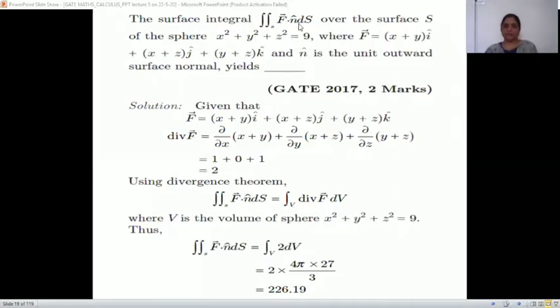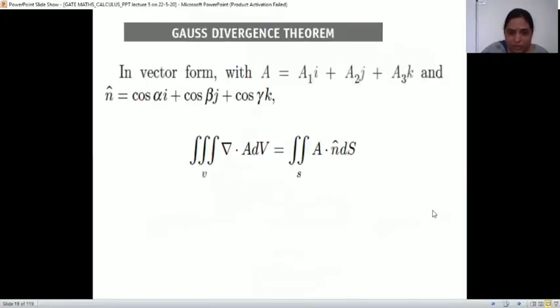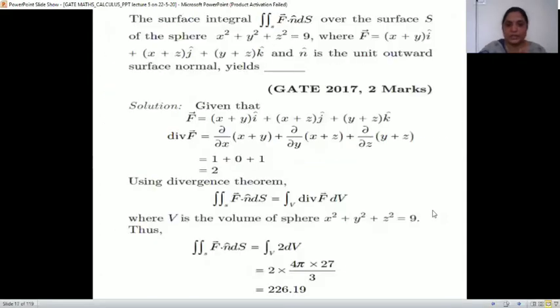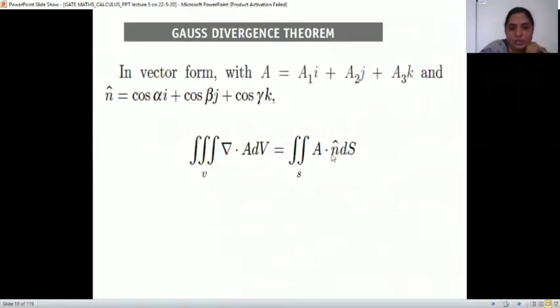But what is n cap? N cap is the unit outward surface normal. Which vector is it? Right now we don't know. We just know it is a surface, a sphere, and over the surface of the sphere we have to find the double integral. So there is some other way. We know some theorems where F bar dot n cap dS can be dealt with in another form. So where is it? Here it is.